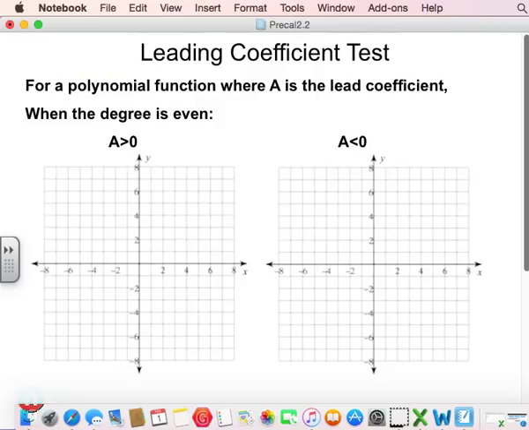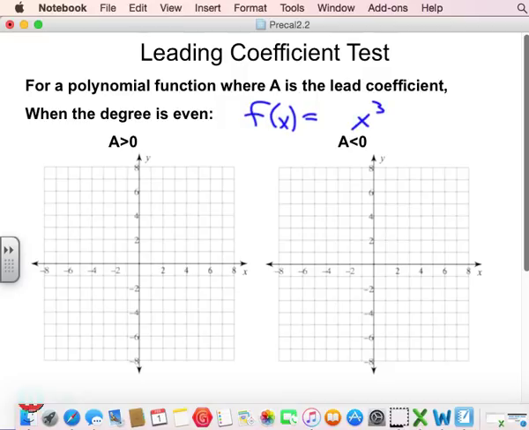Now, when you're looking at polynomial functions, we can do what's called a lead coefficient test. Because for any polynomial function where a is the lead coefficient, it tells us something about the graph. Now, the lead coefficient is the number in front of the x that has the highest exponent.